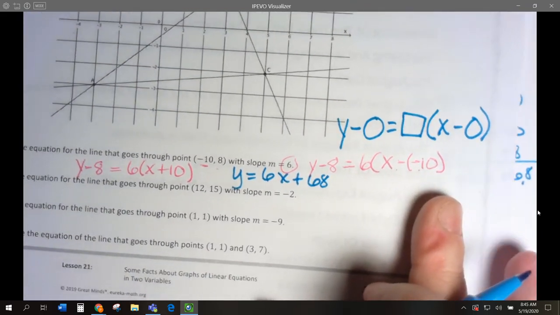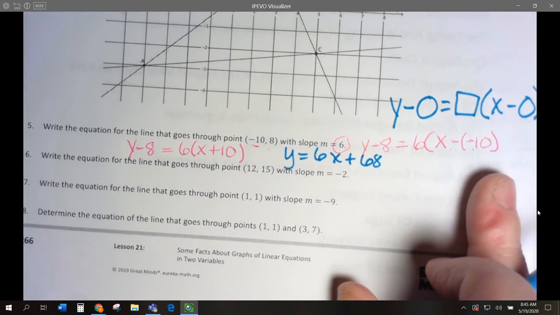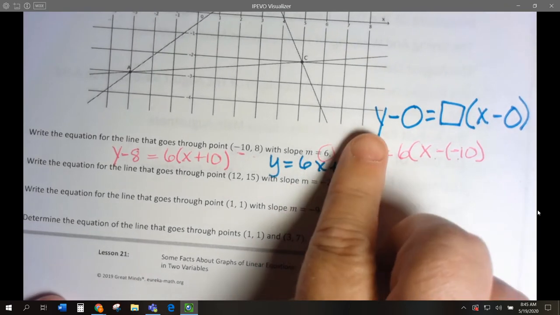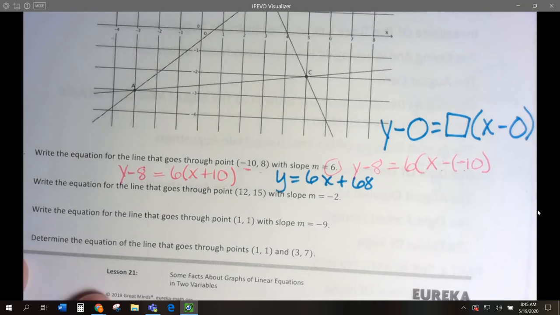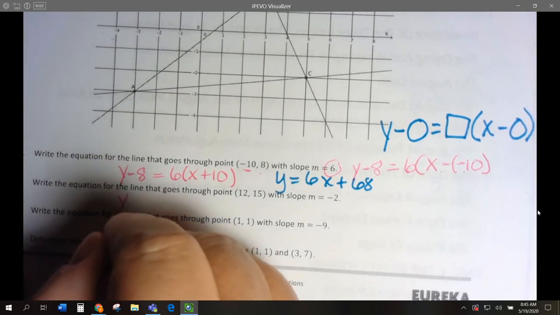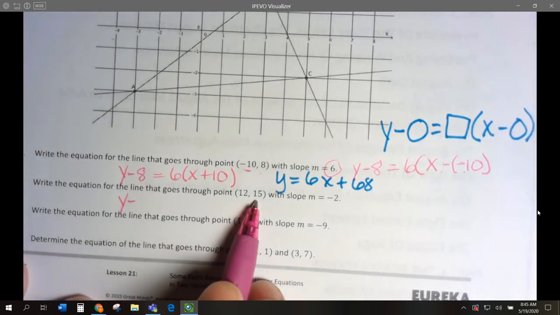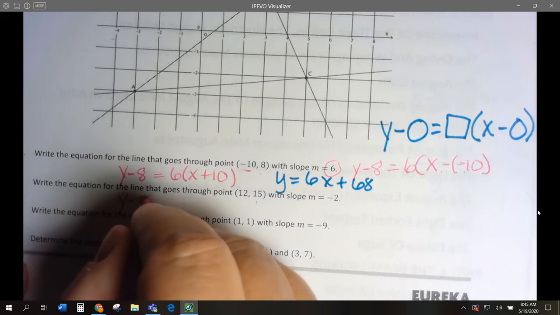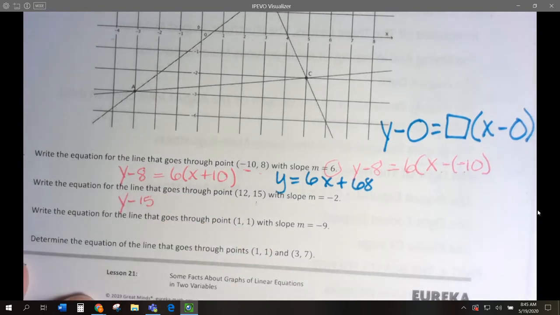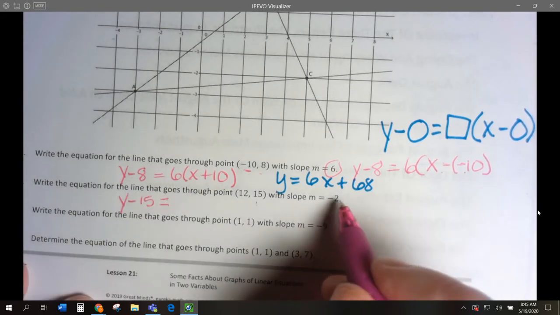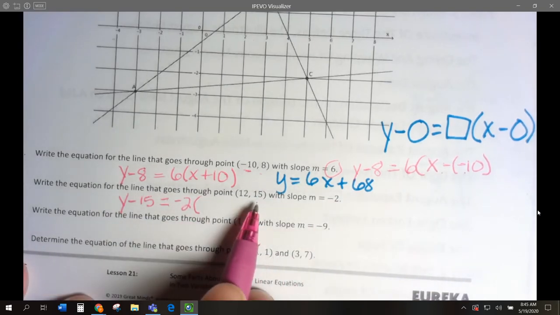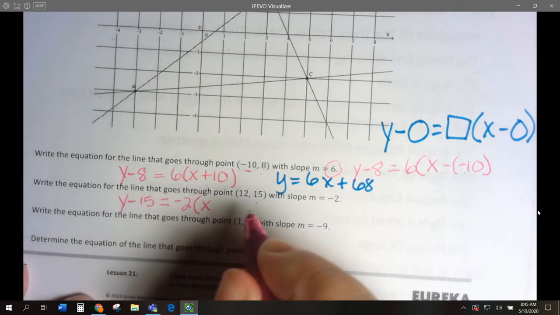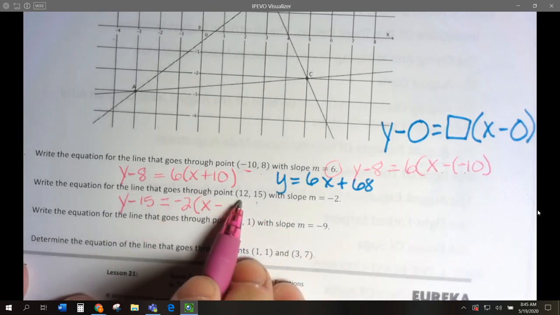Number 6. Let's write this one. Let's use this template again. So we're going to have y minus our y coordinate, which is 15, equals our slope, which is negative 2, times x minus our x coordinate, which is 12.